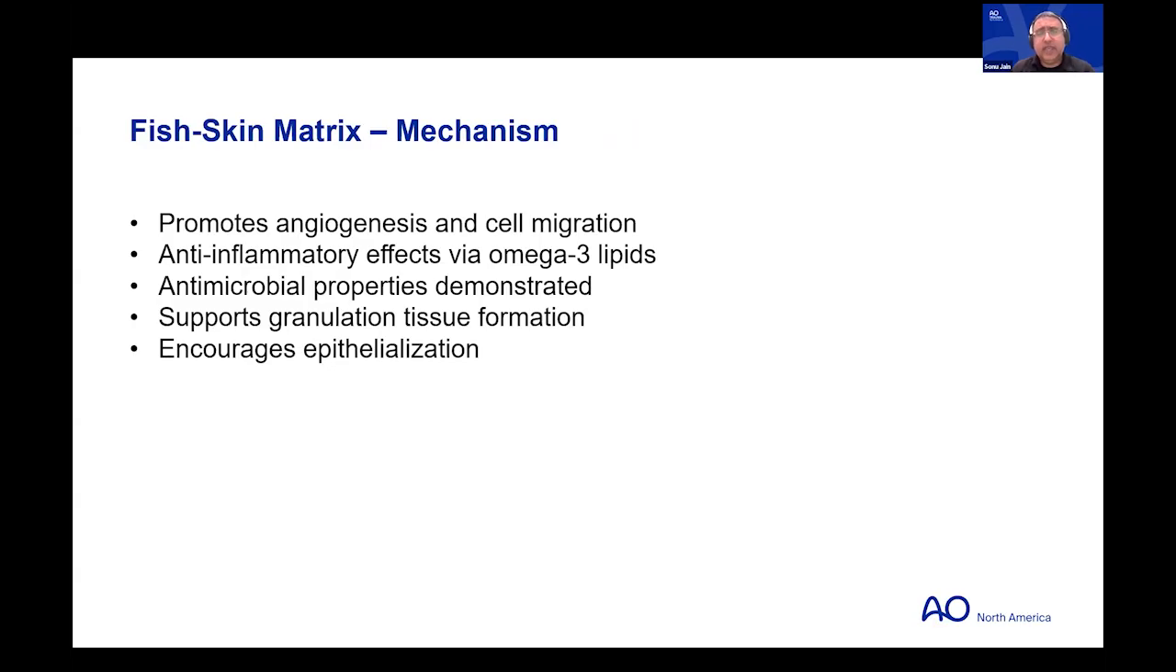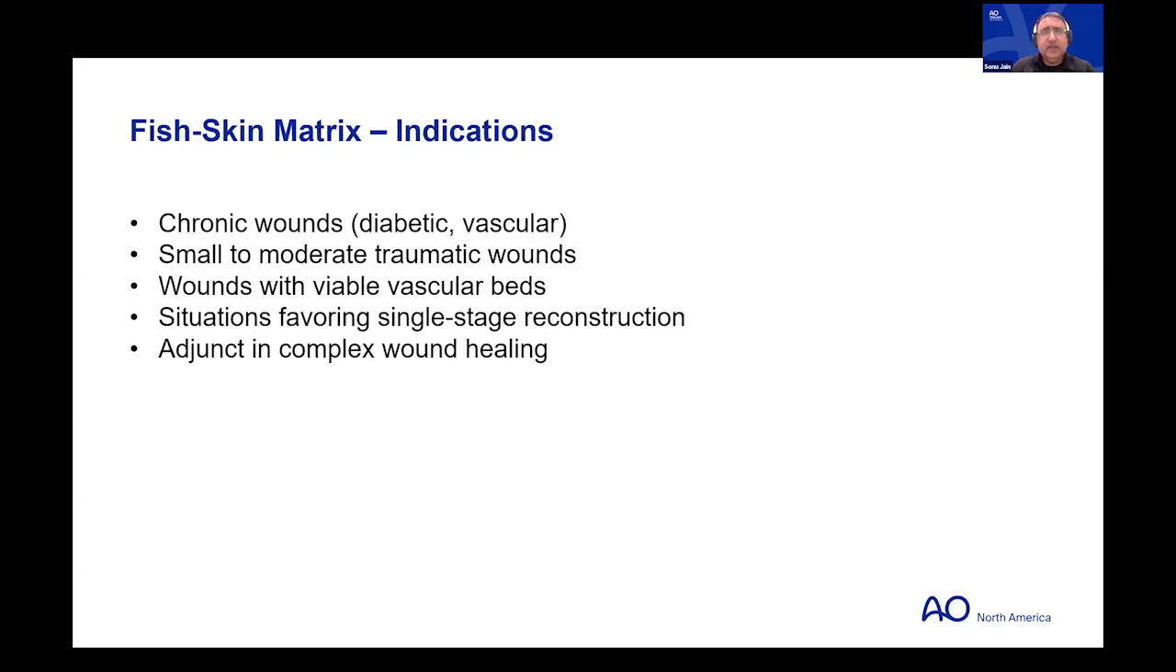So the mechanism promotes angiogenesis and cell migration, again, like I mentioned, anti-inflammatory effects via the omega-3s, and antimicrobial properties that are demonstrated, and they support granulation tissue formation and encourage epithelialization. These have historically been used more for chronic wounds, and now it's being brought more into the armamentarium for wounds that we see in terms of trauma, and wounds with viable vascular beds and situations favoring single stage reconstruction. And you can make this argument for all the products we've talked about.